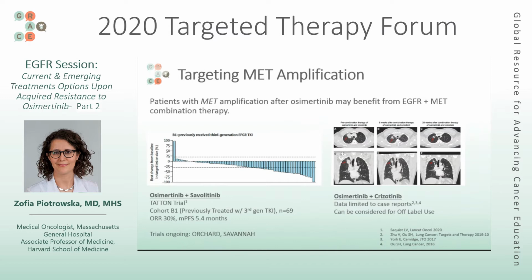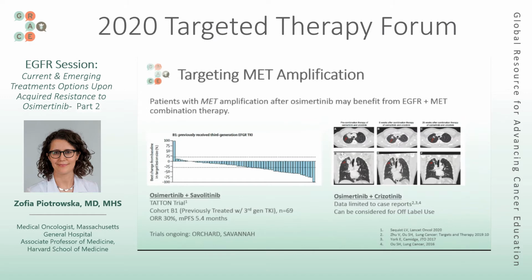For patients, and again, it looks like about 7 to 15% of patients perhaps progressing on osimertinib from the limited data we have so far, who develop MET amplification after frontline osimertinib, we do know and have good data to suggest that using a combination of an EGFR and MET targeted therapy together can work after osimertinib alone is no longer effective.